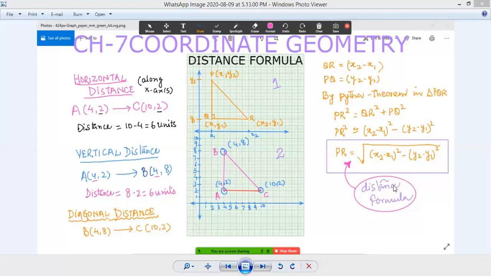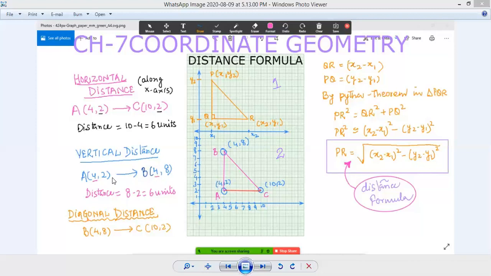And this formula can be used to find out the distance between these 2 points, whether they are horizontally apart, vertically apart, or diagonally apart. In all the 3 cases, this formula is applicable. For example, if you want to take the distance between this, then this will be x2 minus x1, that means 10 minus 4 whole square, and y1 and y2 are same, so this bracket will become 0. So even horizontal distance can be calculated by this formula.